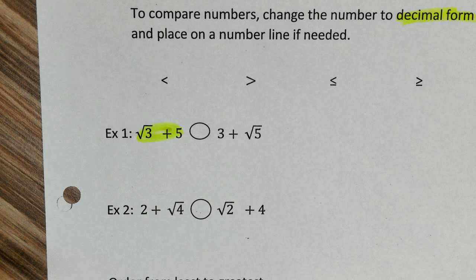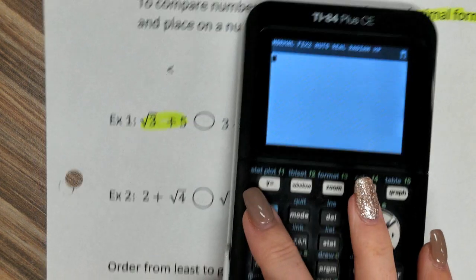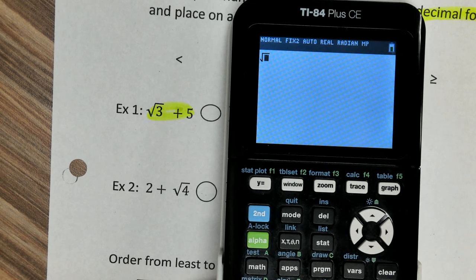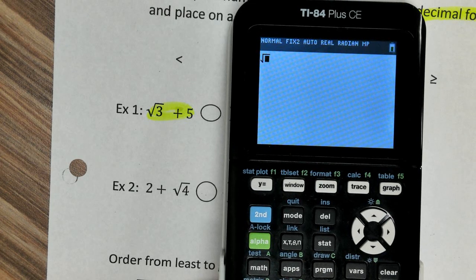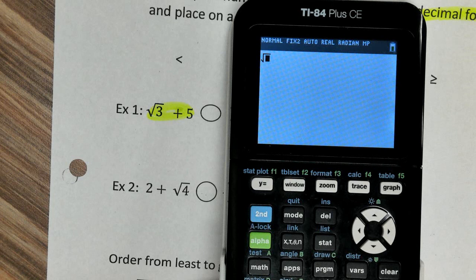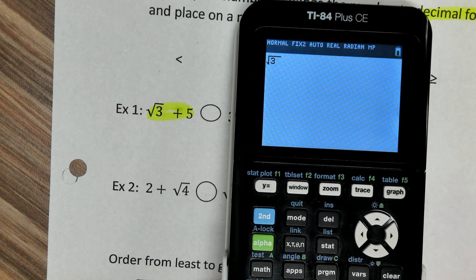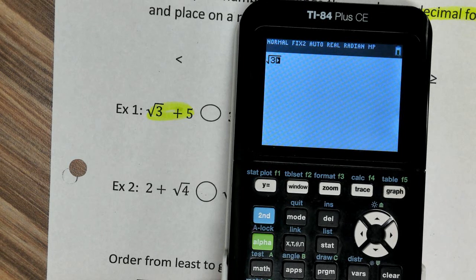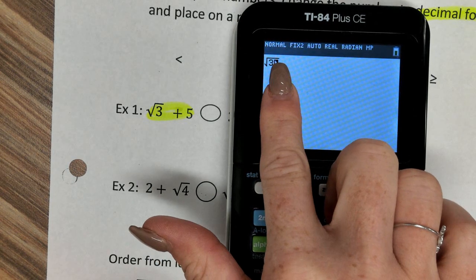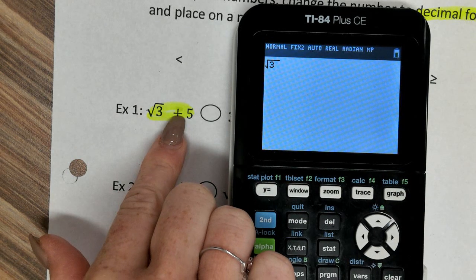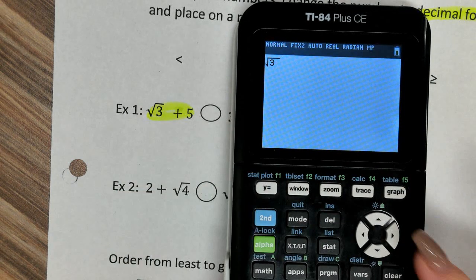So to put this in, you're going to go to square root, so second square root. I need everybody participating. You're going to put in 3. And then notice right here that I'm still under the square root sign. What do I need to do before I put plus? I have to arrow out.